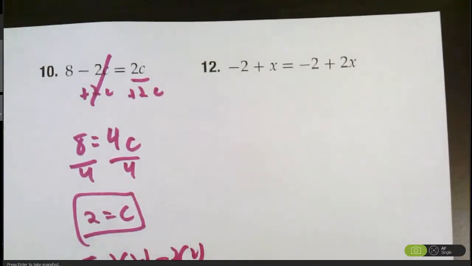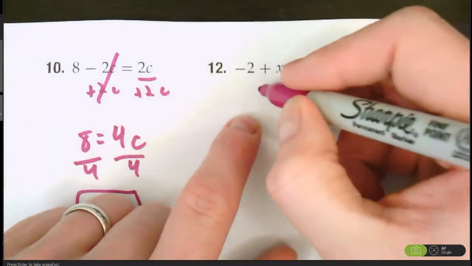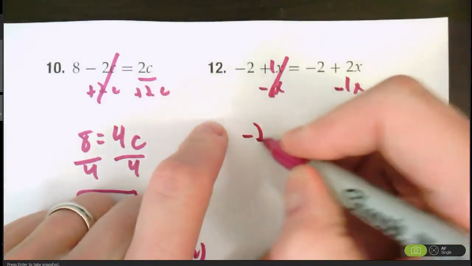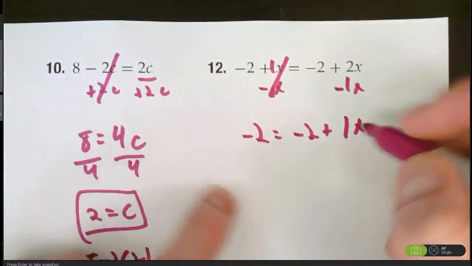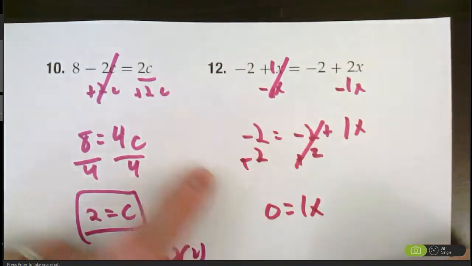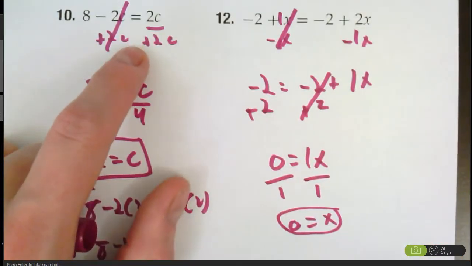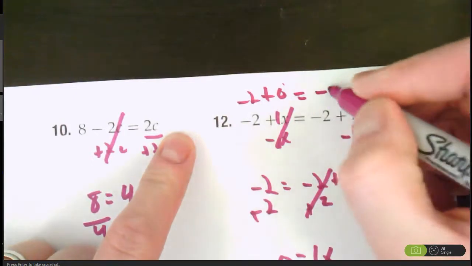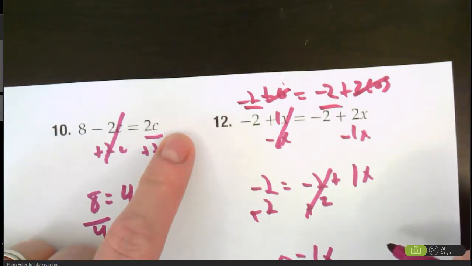Okay. And then number 12, you've got x's on both sides, you've got numbers on both sides. Move the variables first. So subtract an x from this side here, which is really a 1x. Subtract 1x from 2x. Negative 2 equals negative 2 plus, now it's 1x because negative 2 minus 1x is 1x. Add the 2 to get rid of that minus 2. 0 equals 1x, so divide by 1. 0 equals x. So now I'll check this by plugging 0 in, and what we get is negative 2 plus 0 equals negative 2 plus 2 times 0. Well, anything times 0 is 0. So negative 2 equals negative 2.